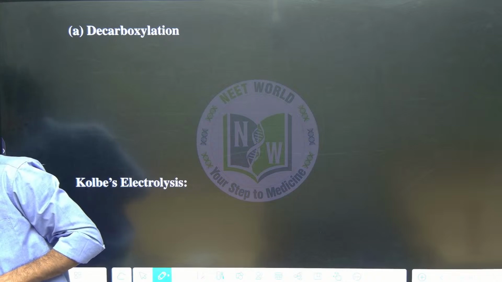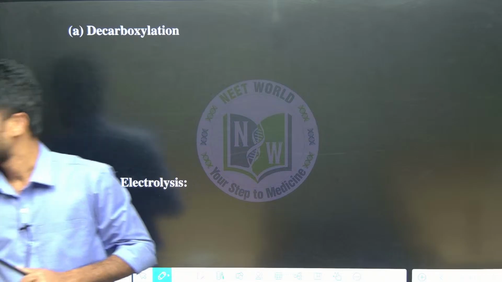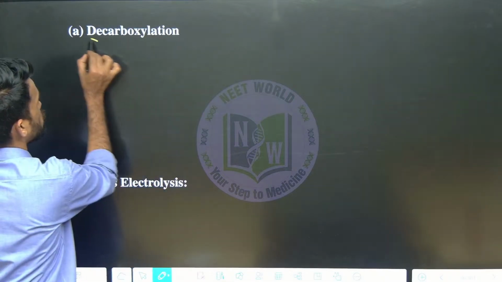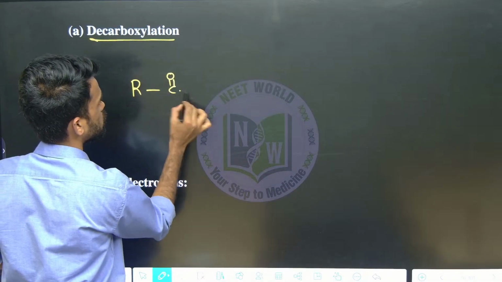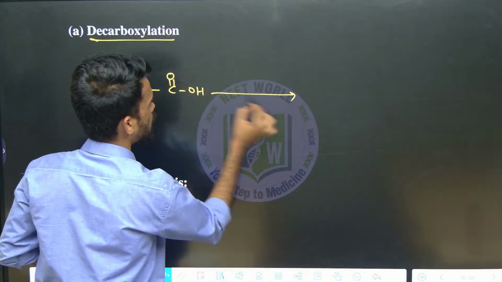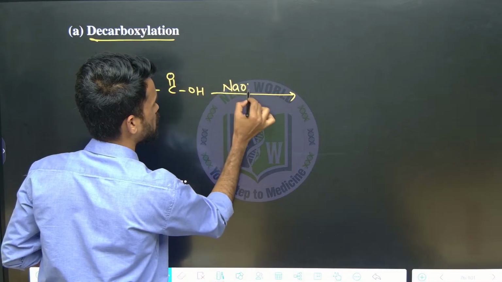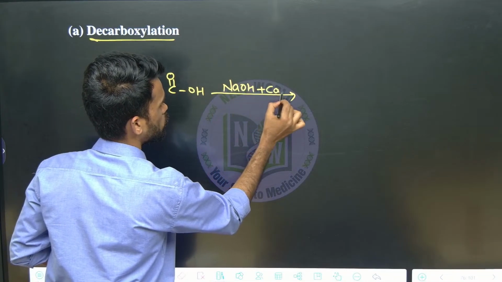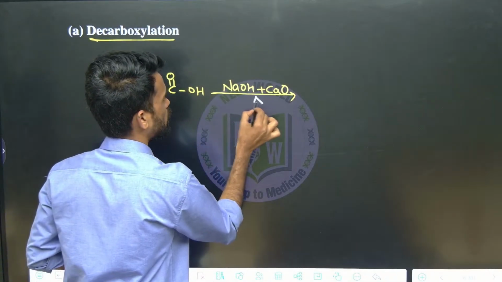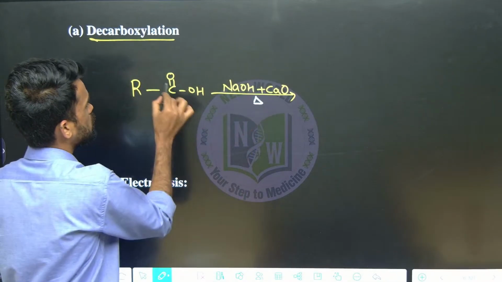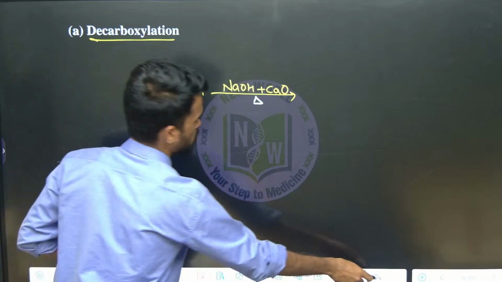Let's see what exactly it is. In decarboxylation reactions, carboxylic acids are treated with soda lime. Soda lime means NaOH plus CaO. So when we are treating this, the CO2 group is eliminated from the carboxylic acid.